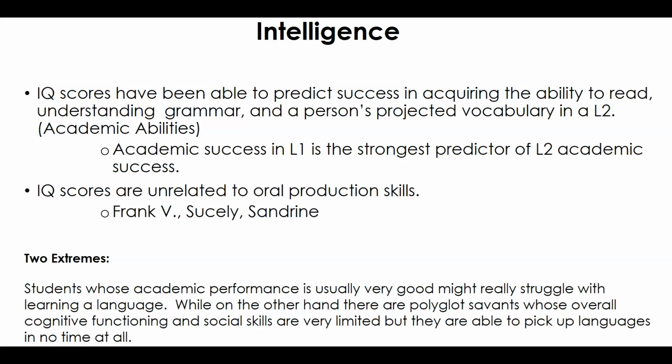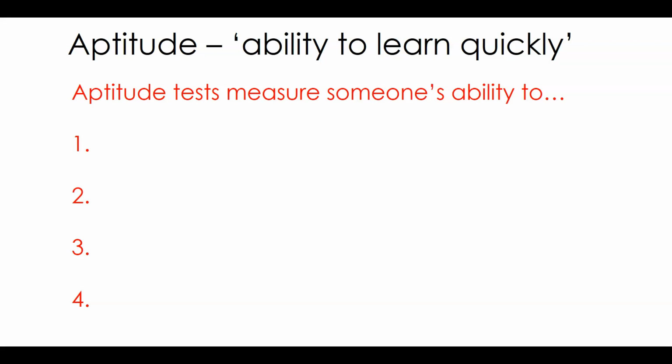Just because you are gifted in academic performance, you may still struggle learning a language. However, if you have very low cognitive functioning and social skills, that doesn't mean that you can't pick up language. There is a lot of research that shows that people are able to pick up languages in no time at all. So let's look at aptitude.